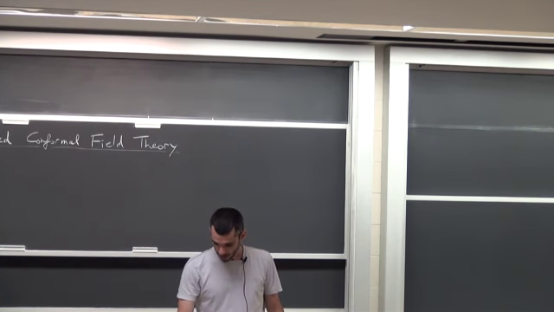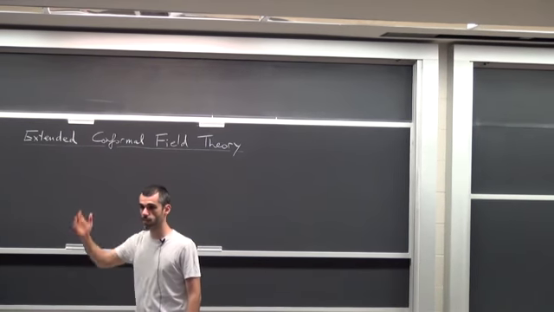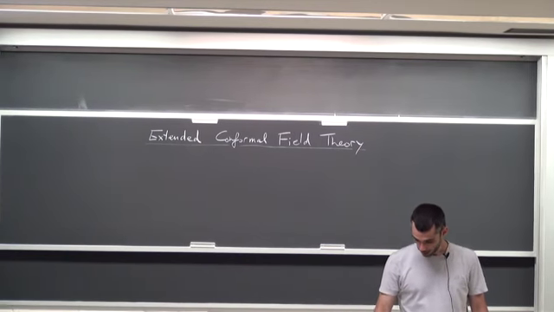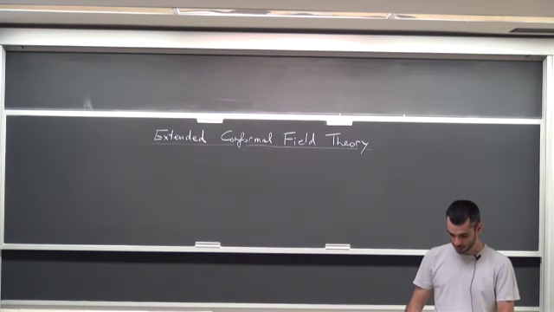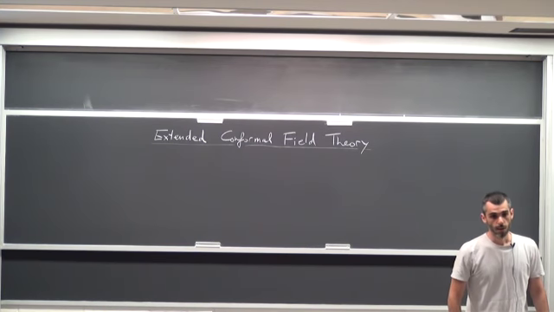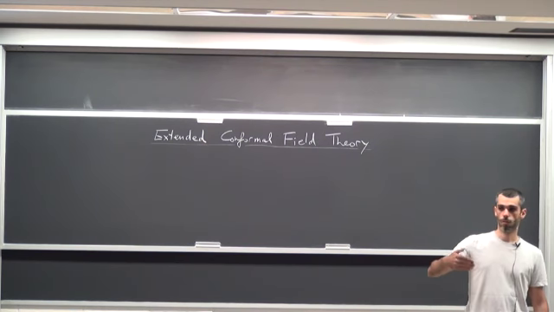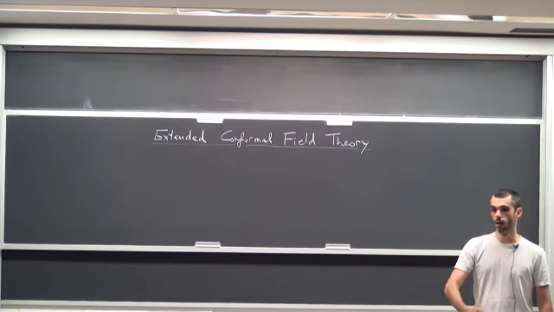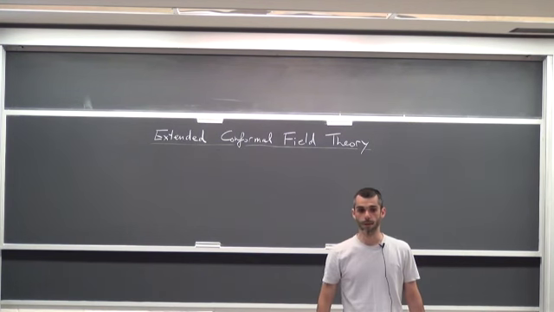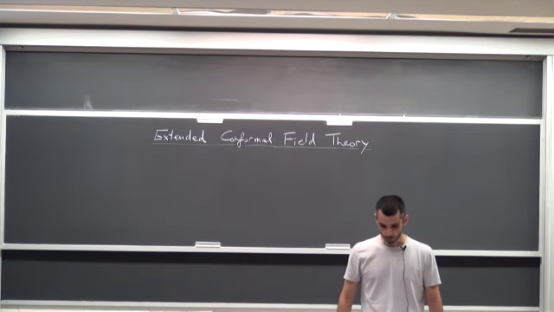And saying that we're looking at extended topological field theories instead of just topological field theories means that we're going to assign things not only to manifolds of dimension d-1 and d, but also to manifolds of lower dimension, all the way down to manifolds of dimension 0, namely points or disjoint union of points.